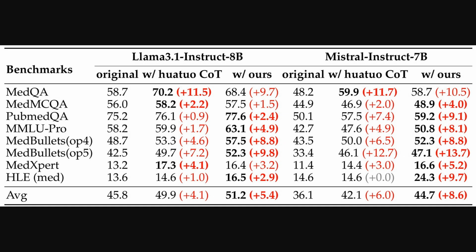Okay, and this table digs a bit deeper, focusing on instruction-tuned models like Llama 3.1 and Mistral. So it compares their original performance, after fine-tuning with another dataset called Watu-Okuti, and then performance with MedReason, which is the "with ours" column. Look at the average scores at the bottom. MedReason gives Llama 3.1 a 5.4% boost, and Mistral an even bigger 8.6% jump.